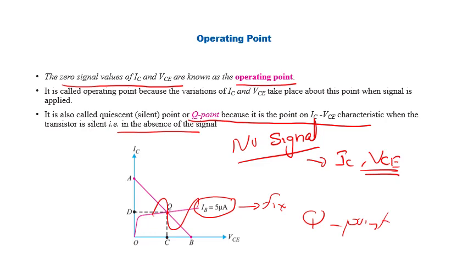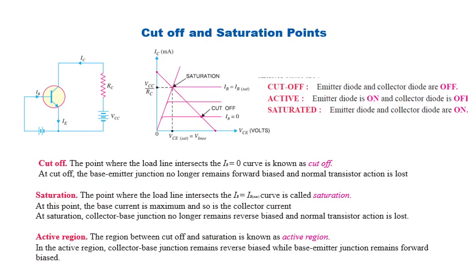The operating point should be positioned exactly at the center of the output characteristics curve. If it is at extreme points, we may lose some of the signal. That is shown here. Suppose you are operating at this point, the cutoff point, where the load line intersects the IB equal to 0 curve. This is my output characteristics curve, the variation of IC versus VCE by keeping IB at 0.